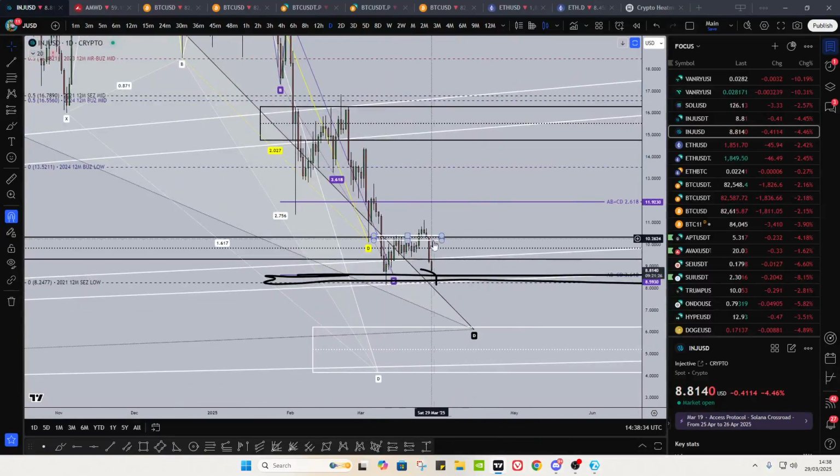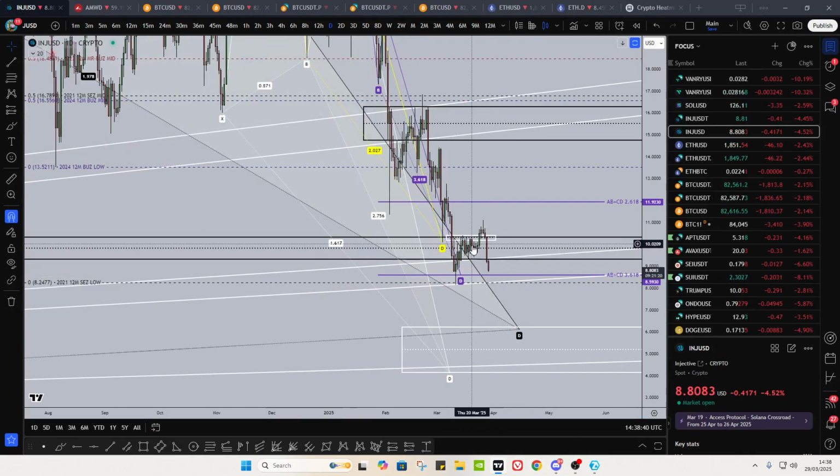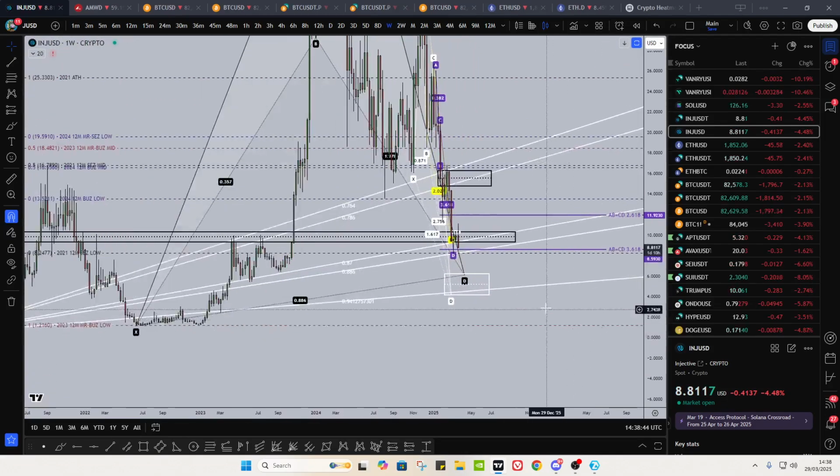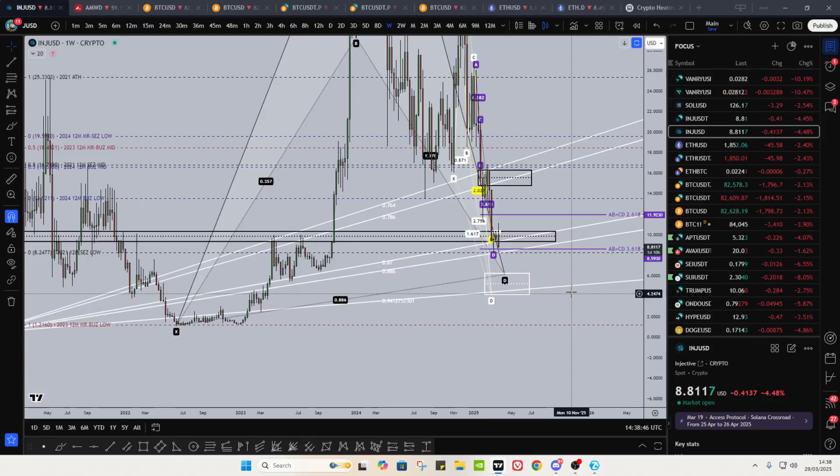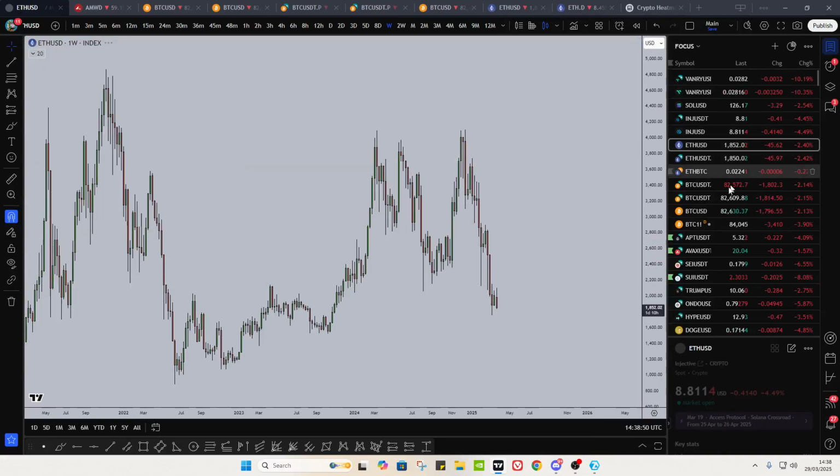I see you again grind it up, and then you just absolutely died, you just couldn't maintain any closes above. There wasn't any buying pressure. That's it. There just wasn't any buying pressure. So that is Injective. PRZ still stands, right? Let's look at Ethereum.